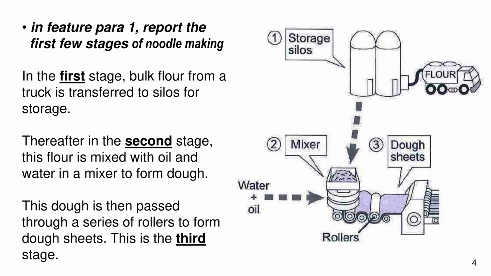In feature para 1, report the first few stages of noodle making. In the first stage, bulk flour from a truck is transferred to silos for storage. Thereafter, in the second stage, this flour is mixed with oil and water in a mixer to form dough. This dough is then pressed through a series of rollers to form dough sheets. This is the third stage.